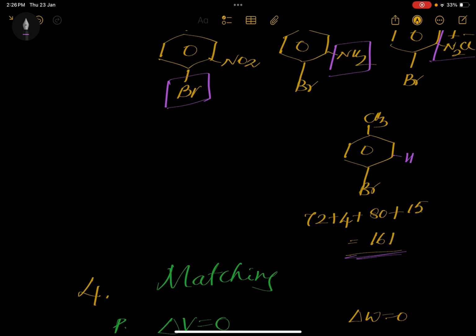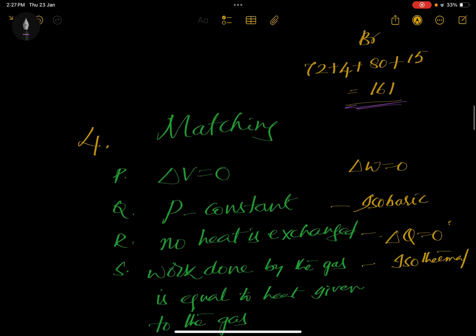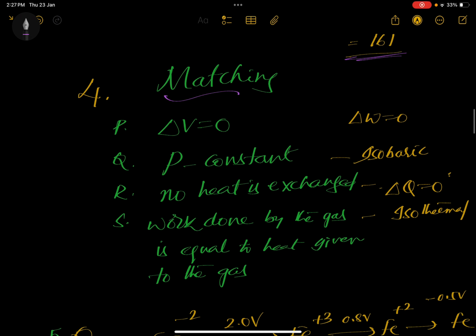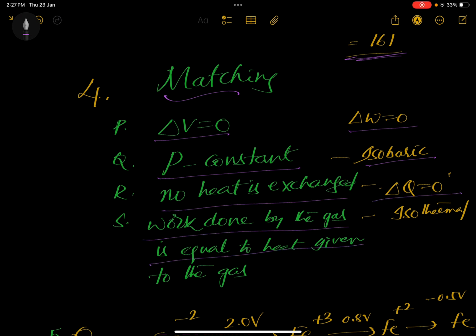You see, yesterday also there were questions based on this. So the benzene diazonium chloride is repeatedly coming. Matching: this is the easiest question of thermodynamics. Delta V is equal to 0 means delta W is equal to 0. Pressure is constant, isobaric. No heat is exchanged, delta Q is equal to 0. Work done by the gas is equal to heat given by the system is isothermal.